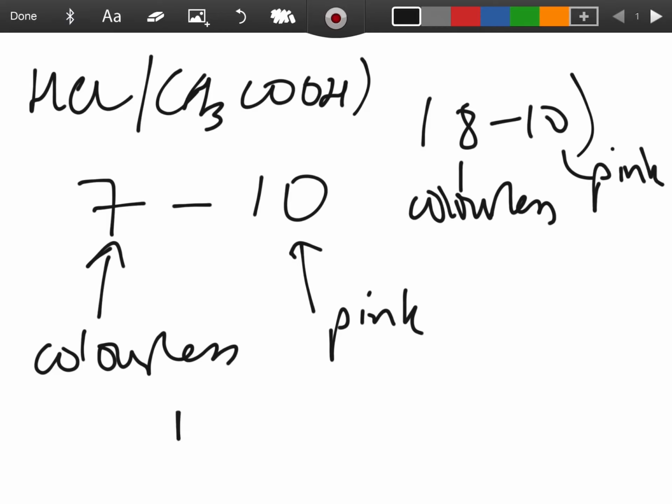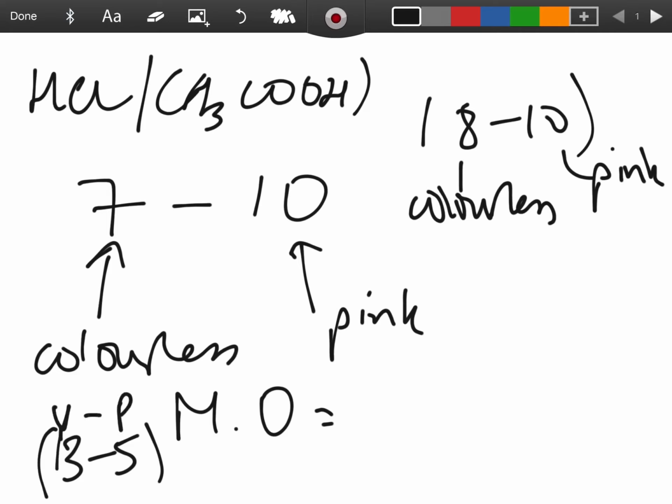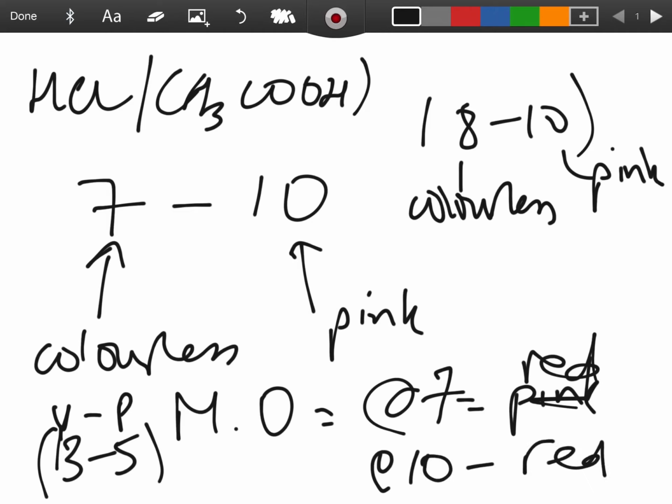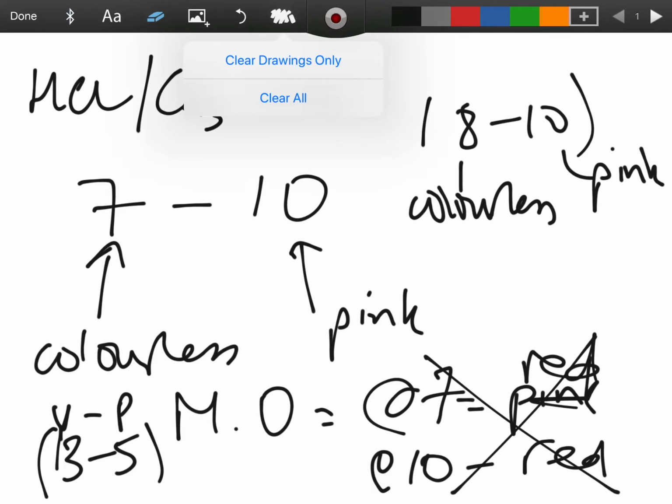I know I've gone through this before, but just to reiterate, if it was methyl orange, the range of methyl orange is 3 to 5. So below 3, it's yellow, and anything above 5, it's pink. What colour would methyl orange be at 7? At 7, it would be red, actually. Sorry, red was the thing we were using. And at 10, it would also be red. So would methyl orange be suitable as an indicator? No, because it's red at 7 and it's red at 10. You need an indicator that changes colour within the sudden jump in pH if you want to be able to identify that sudden jump. And that's where neutralisation occurs. So we want to be able to identify that.